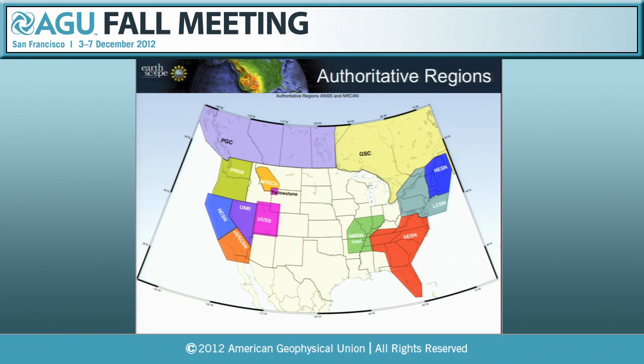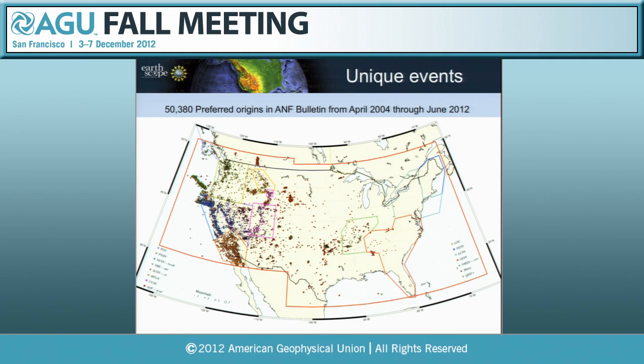But you can see which regions we defer to the local catalogs, but you also see large parts of the country where there is nobody there. Next. So we have 50,000 preferred origins in the bulletin from April 2004 through June 2012.